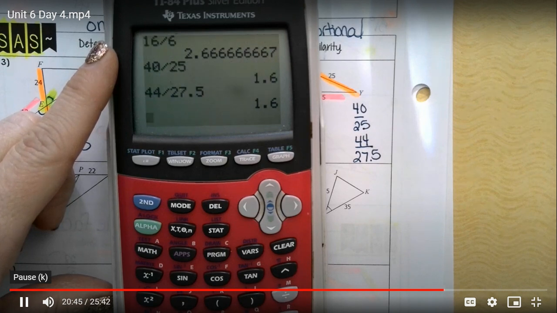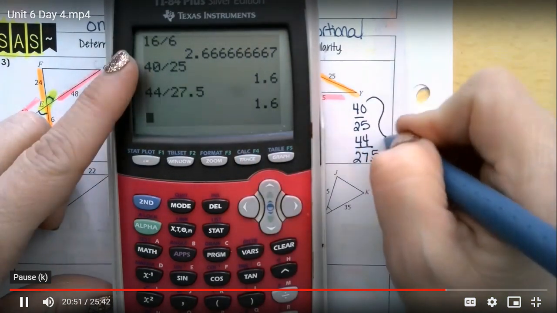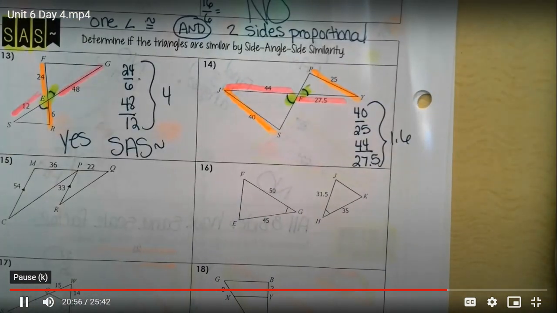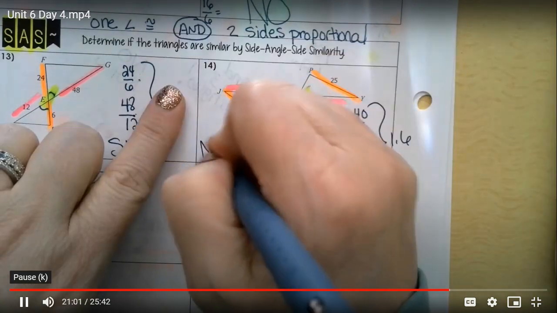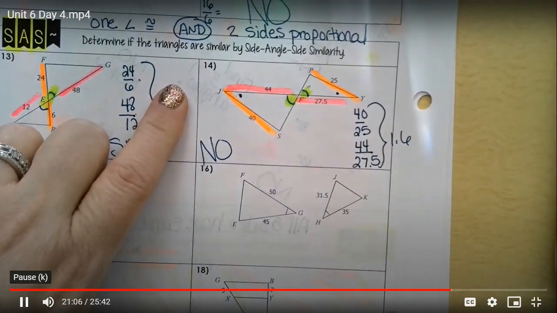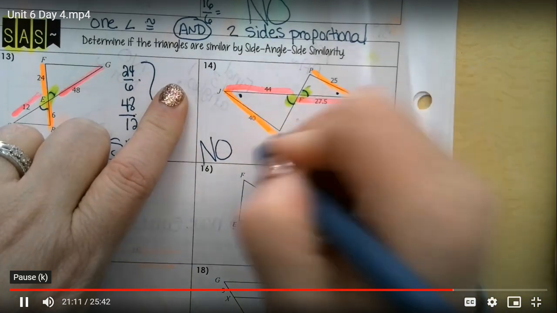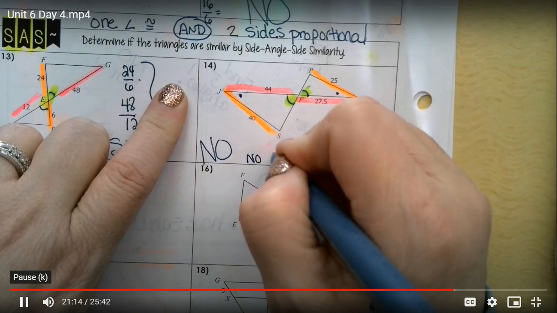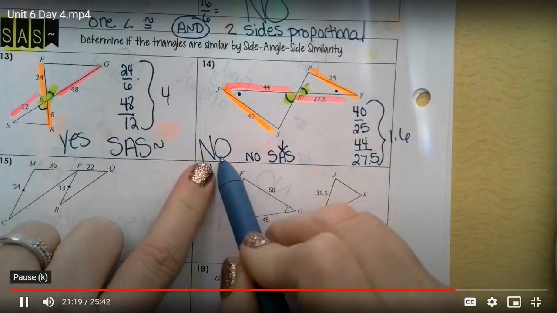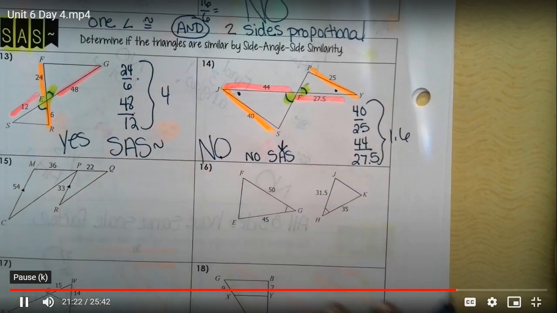Okay? This one's tricky. All right, so it looks like a yes because these both equal 1.6. This is where they try to trick you. Is the angle between the two sides? No. So this is actually a no because the angle would have to be here and here for this to be side, angle, side. Very, very tricky. So this is a no. I'm just going to put not. The angle's not between the two sides. And all you need is a no if you figure out that it's a no.